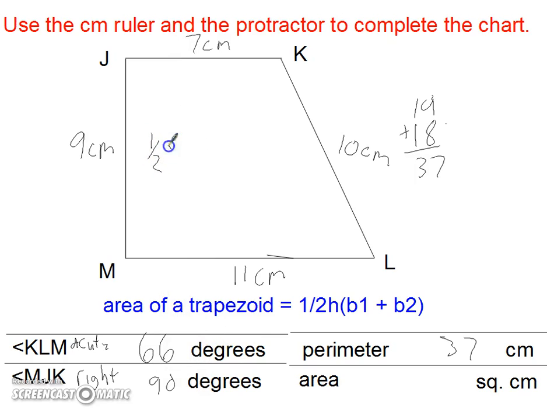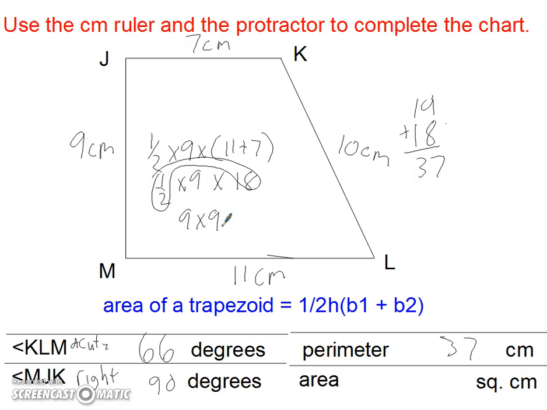1/2 times the height, which is 9, times base 1 is 11, plus base 2 is 7. Add my 11 plus 7, that's 18. 18 times 9 times 1/2. I'm going to have to do half of 18 because that's an even one. That will give me 9. So then I got 9 times 9. And that's going to equal 81 square centimeters.